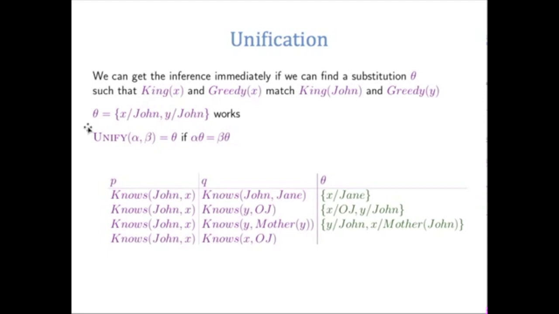How about this last example? Knows(John, x) and Knows(x, OJ). All right, so if we bind x to John, it also means we're going to have to bind x to OJ. And that won't work because John and OJ are two different ground terms. So that unification will fail. There is no substitution theta that can unify those two sentences.